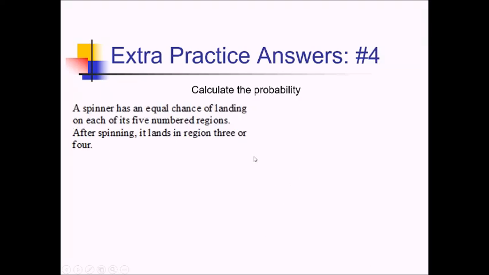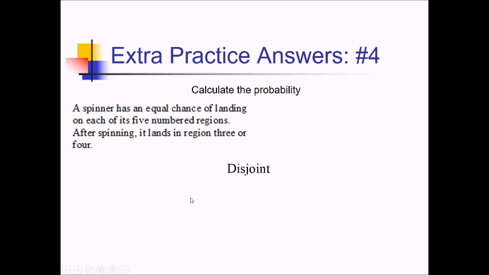For this problem, we have a spinner with an equal chance of landing in 5 different numbered regions. And after spinning, we want the probability that it lands either in region 3 or 4. If we're dealing with an or, we have to ask, is there any overlap between these two groups? And there is not. Regions 3 and 4 are completely separate. It's one or the other, or some other region. So since these are disjoint, we just add the individual probabilities without having to subtract any kind of overlap.